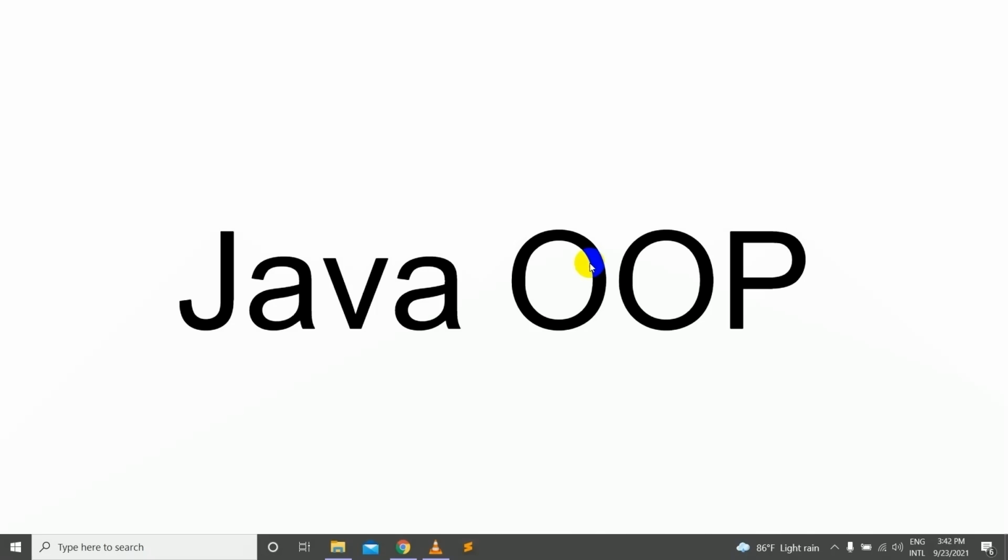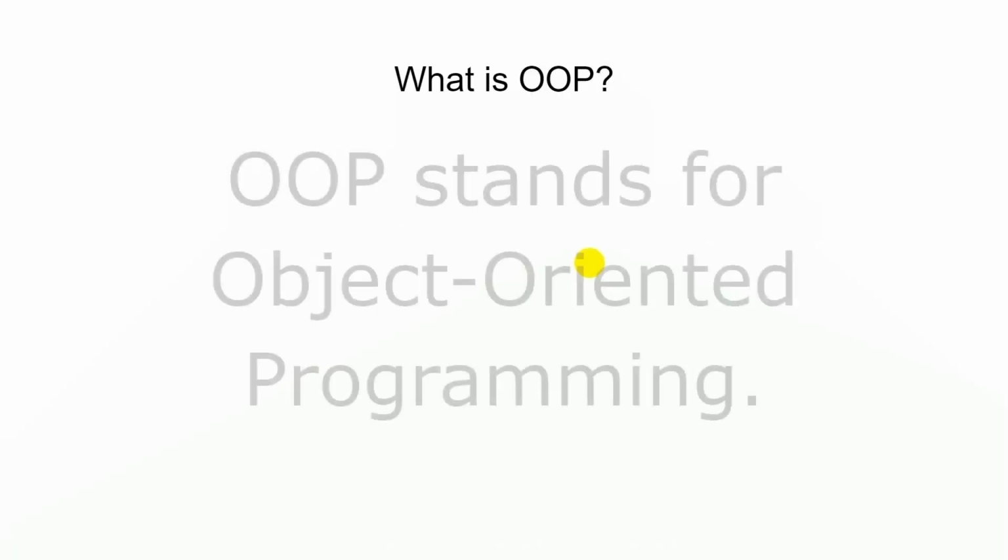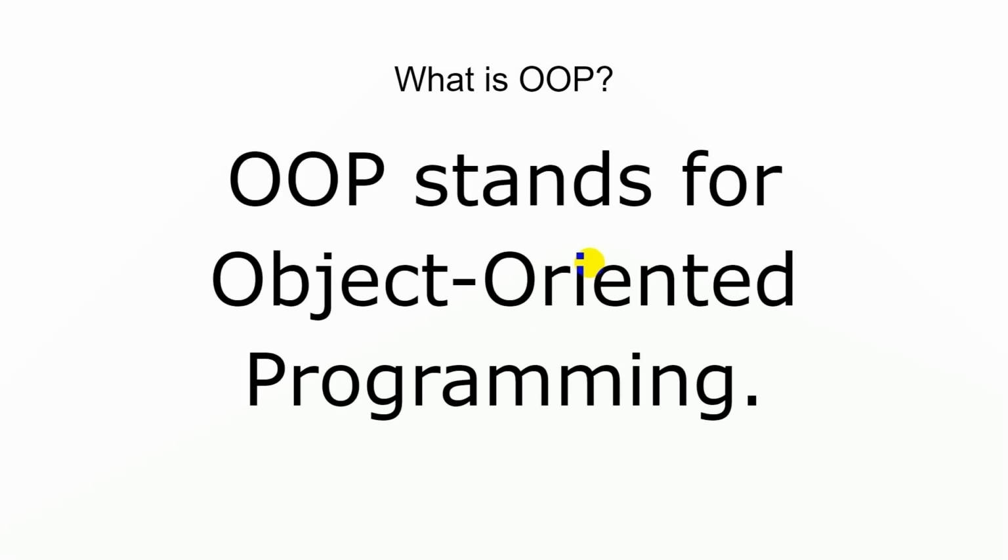Today I will be talking about Java OOP. Well, what is OOP? OOP stands for Object Oriented Programming. Many languages are Object Oriented Programming languages, like Java, Ruby, Python and others. I hope you know about them. Today I'm going to talk to you about Java OOP programming.